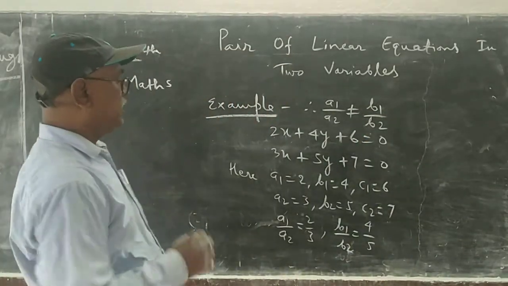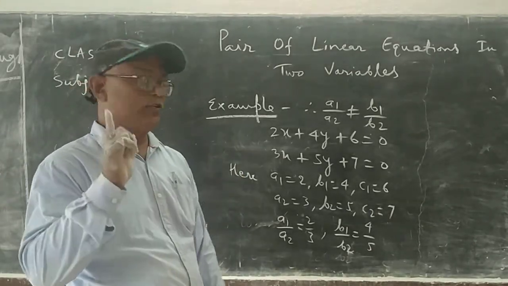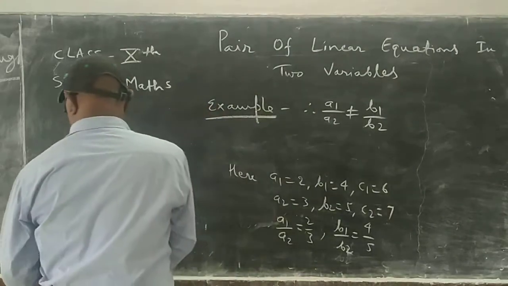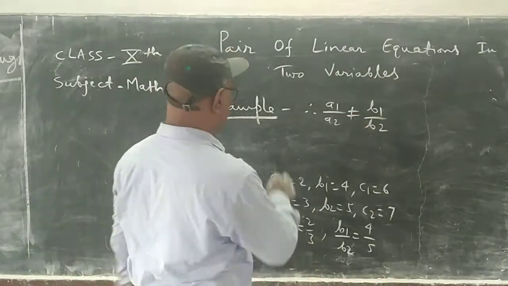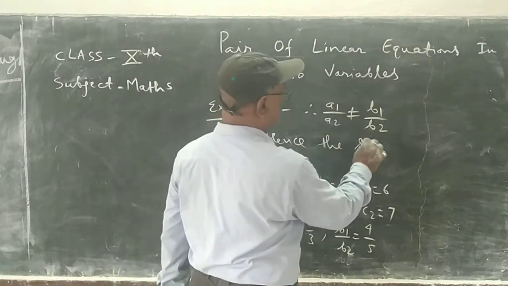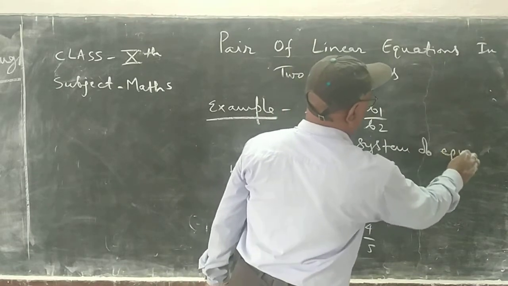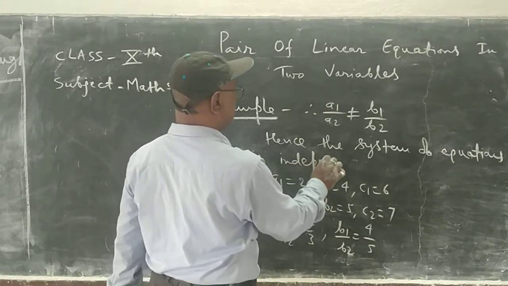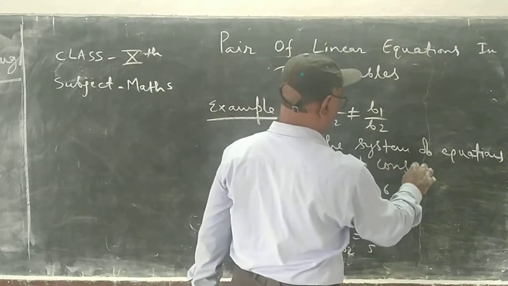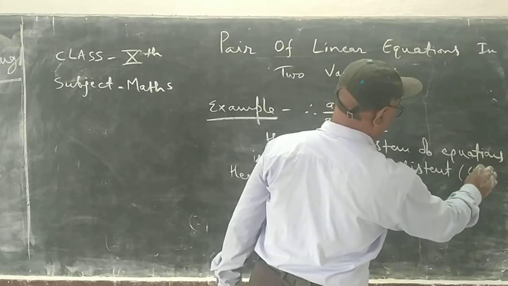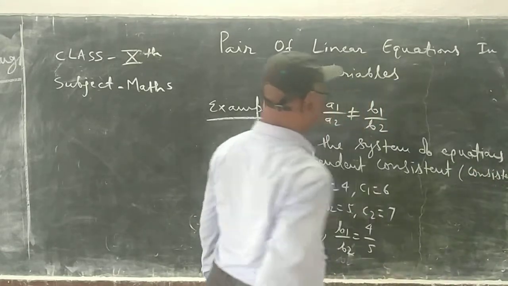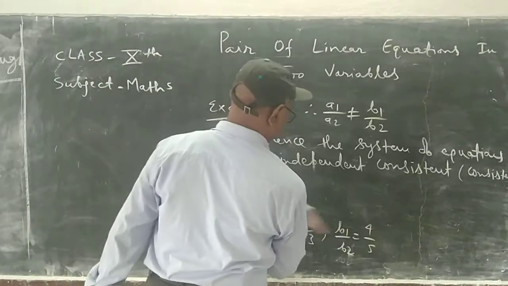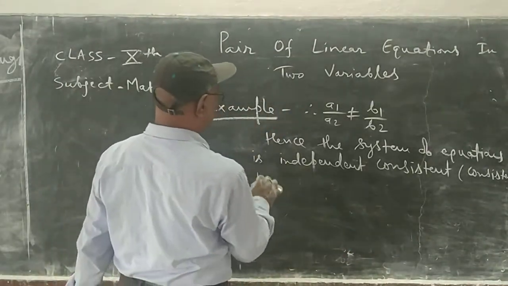Hence, the system of equations is independent, consistent, and there is a unique solution. Because the condition a1 by a2 is not equal to b1 by b2 holds good in this case, the system of equations is independent, consistent, or simply written as consistent. And hence there is a unique solution.